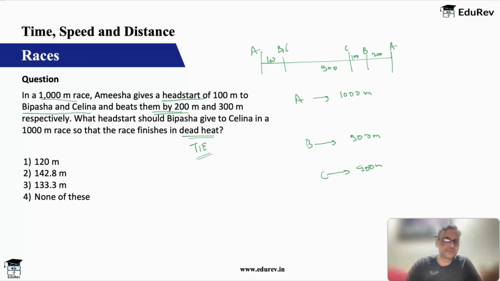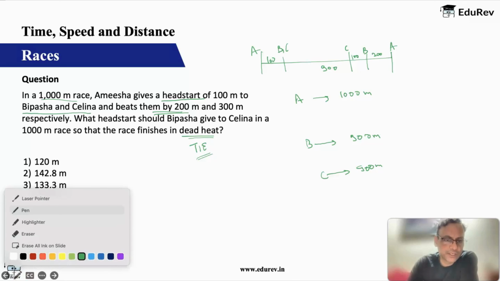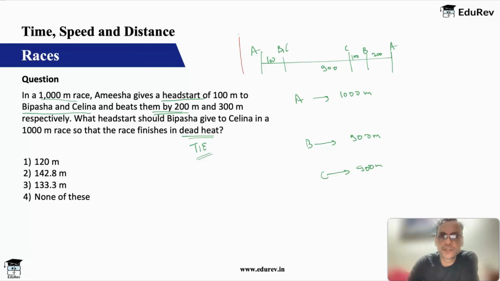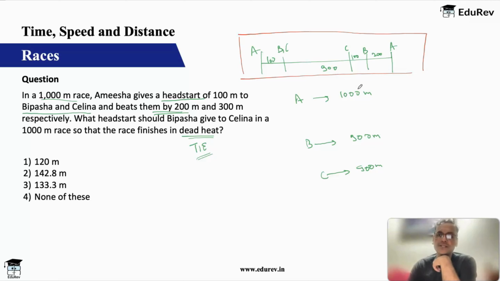Okay, understand? Dead heat means it's a tie. That means that both of them complete the race at the same time. Okay, so from here, I guess we can get the ratio of their speeds. This data is good enough for us to get the ratio of their speeds. All of them have run for the same time. Okay, time is same. So distance covered is directly proportional to the speed, right? Distance is equal to speed into time. Time is a constant, so distance covered is directly proportional to speed.